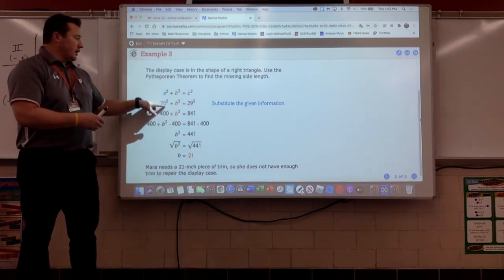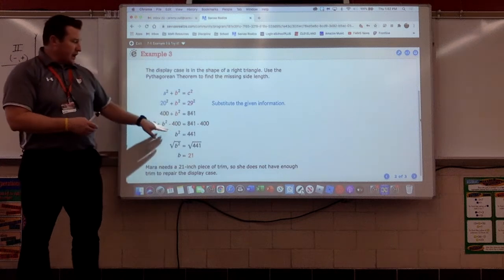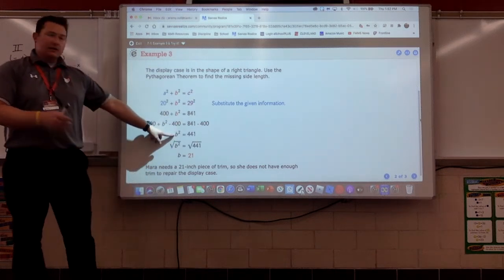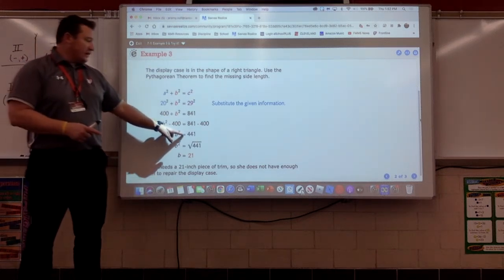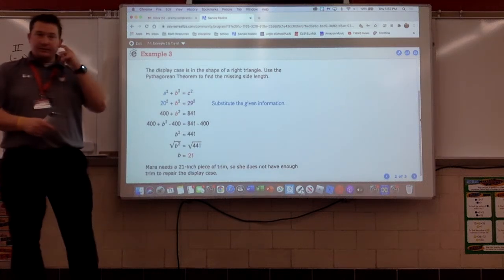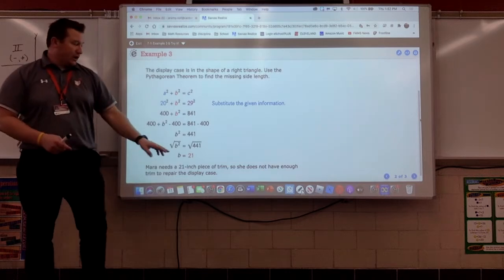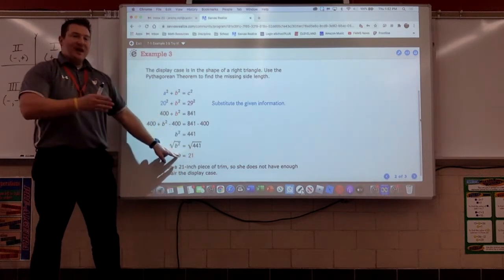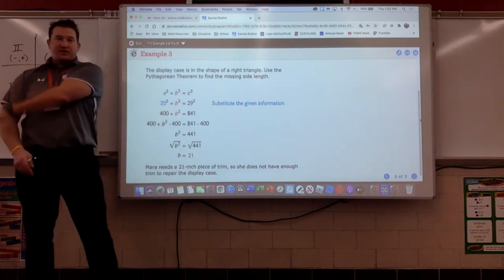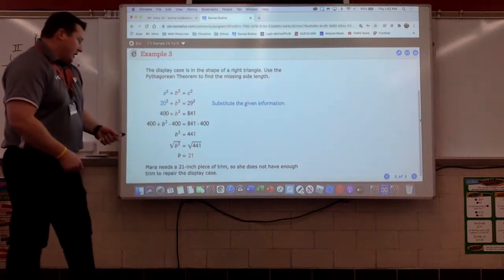So I need to move 400 away from my variable. That's why they subtracted here in this next step. Then it looks just like the other problem. B squared equals 441, okay? Again, 441, not the answer. We've got to take the square root of that number, 441. That's my answer. In this case, 21, okay?